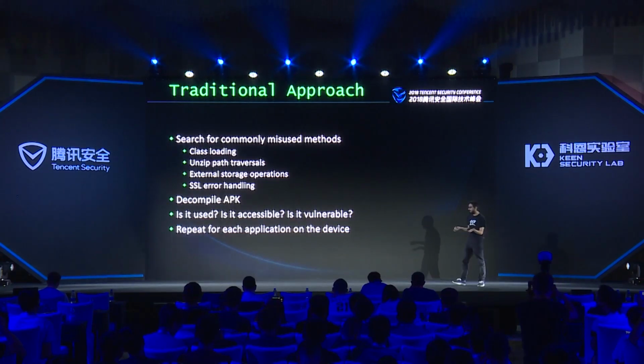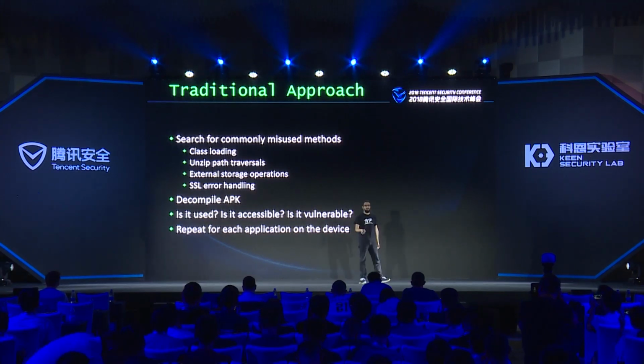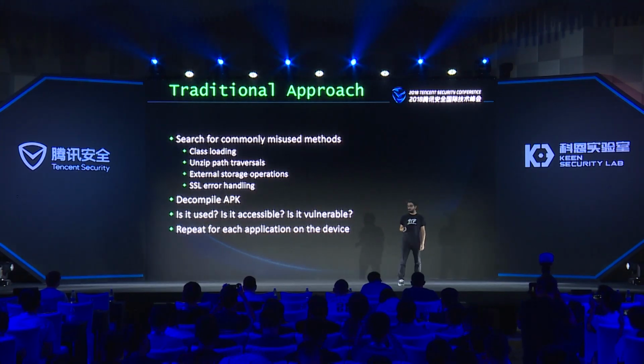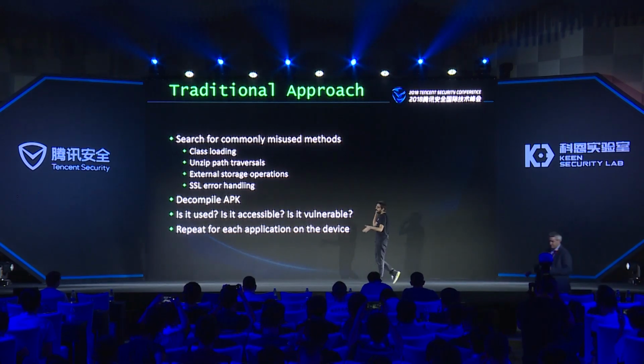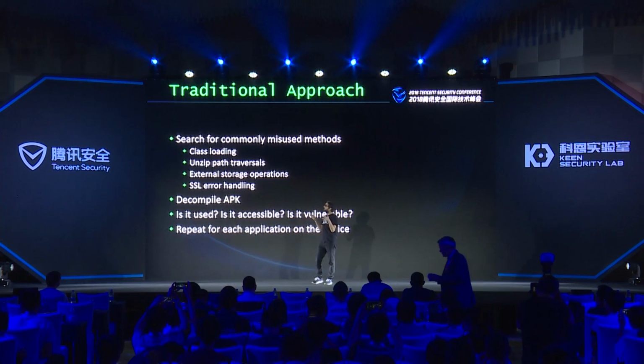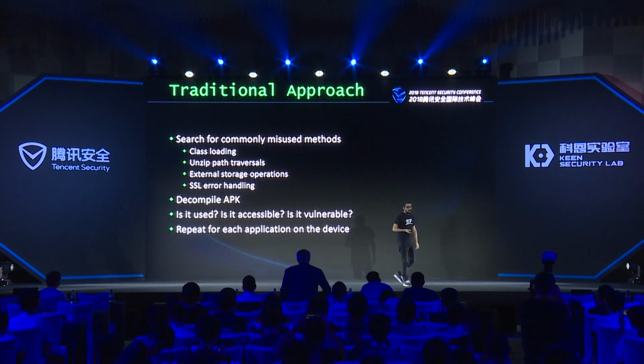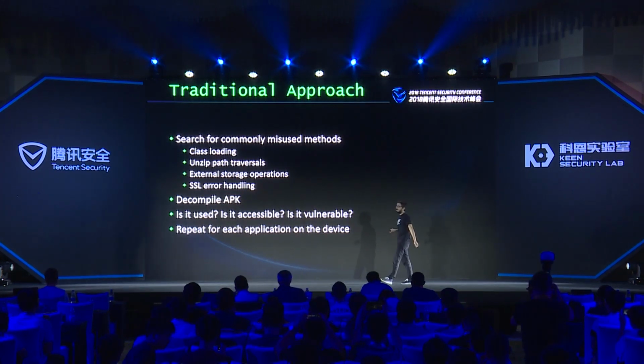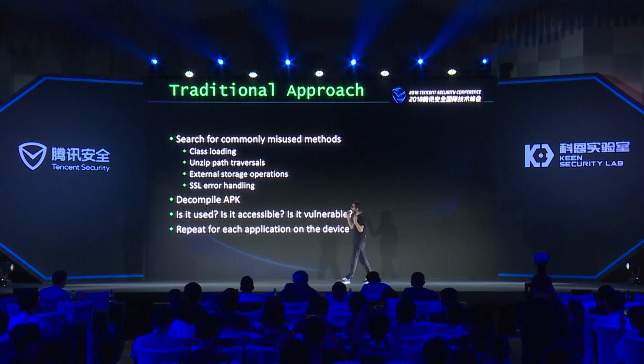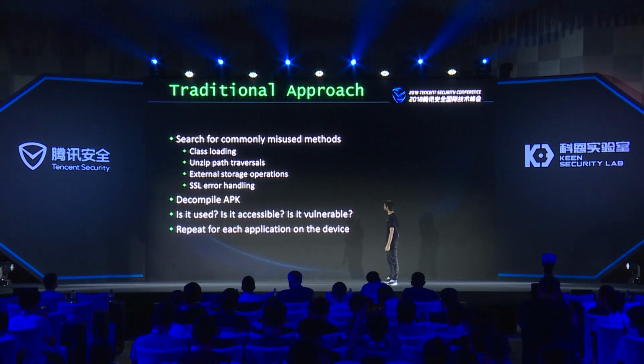So how would you approach something like Pwnie? You're given a platform, you're given the scope, where do you start, what kind of stuff do you look for? So the most traditional approach would be to look for well-known patterns of code that's been known to be vulnerable and exploitable in the past. Things like unsafe class loading from files on the file system, path traversals while unzipping an archive, or external storage operations, or some sort of botched SSL error handling.